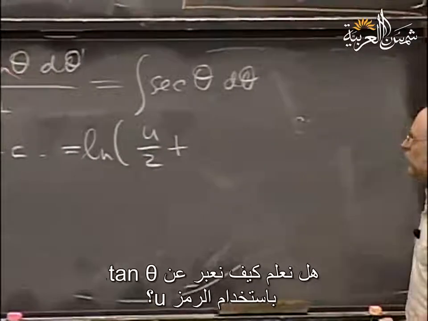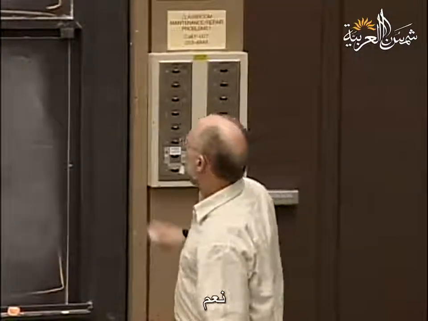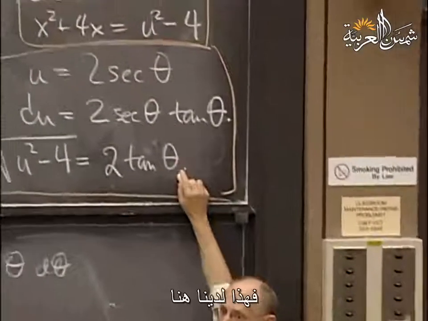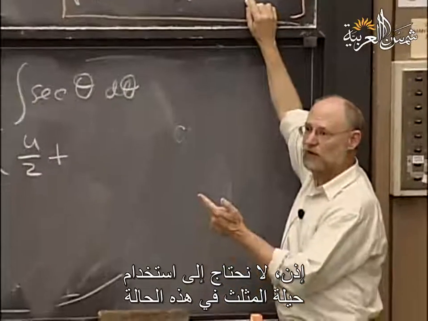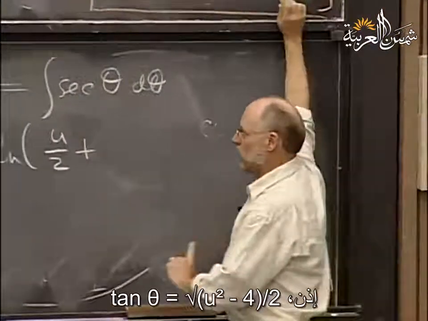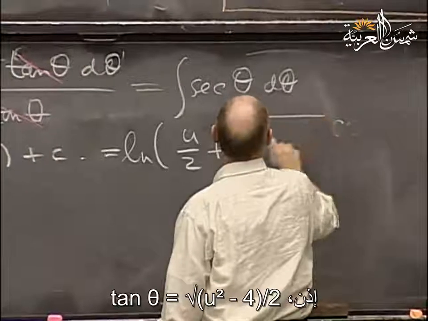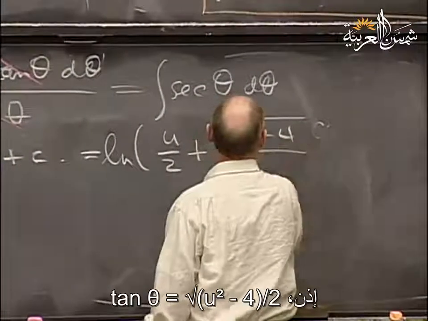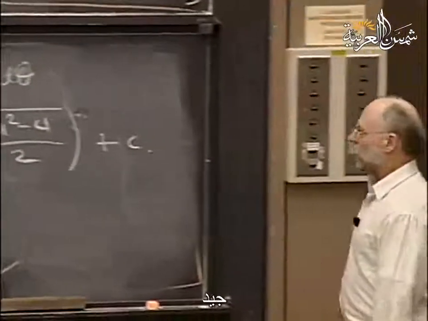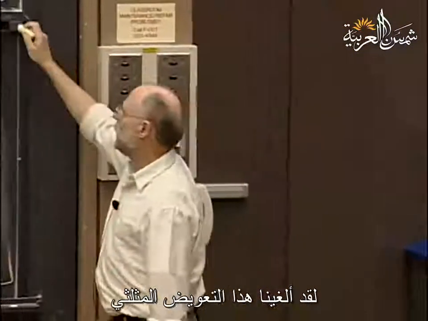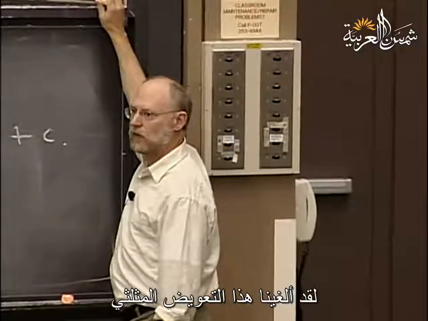Do I know what the tangent is in terms of u? Well, I do. It's here. So I lucked out in this case, and I don't have to go through and use that triangle trick. So the tangent of theta is the square root of u squared minus 4 over 2. Good. So I've undone this trig substitution.